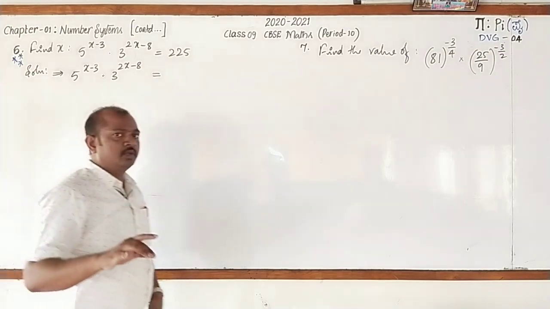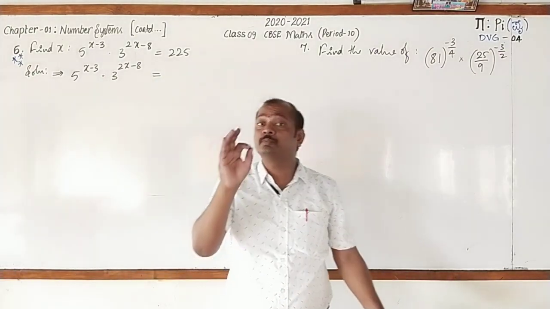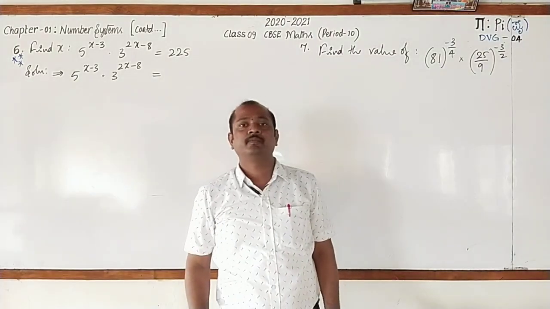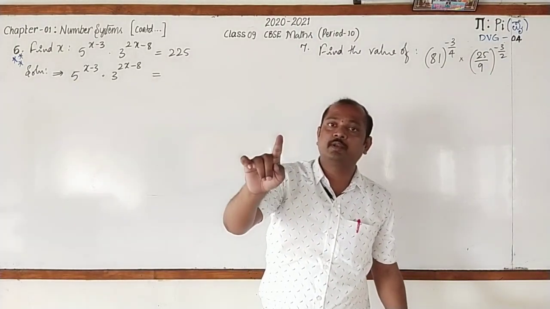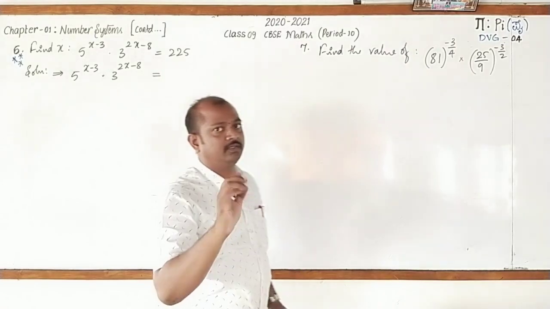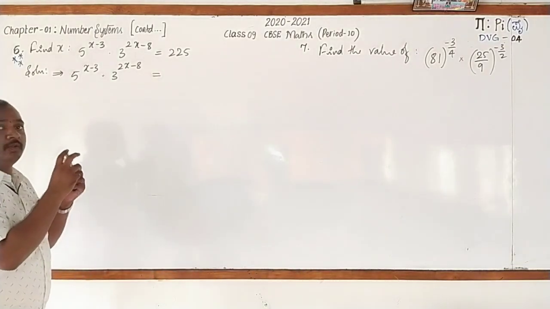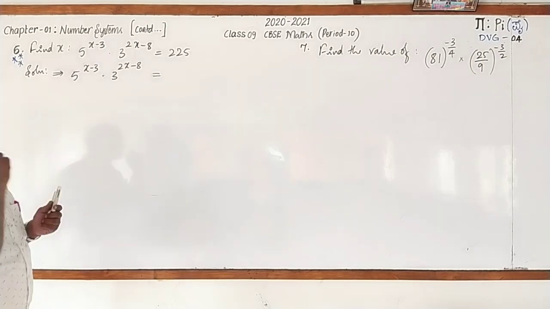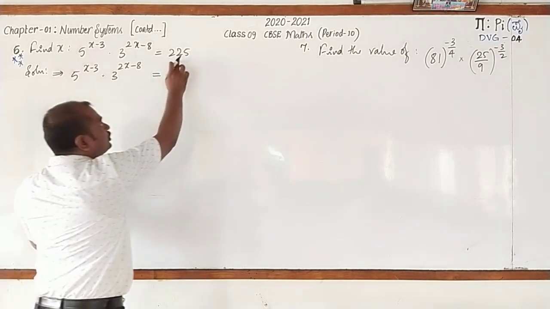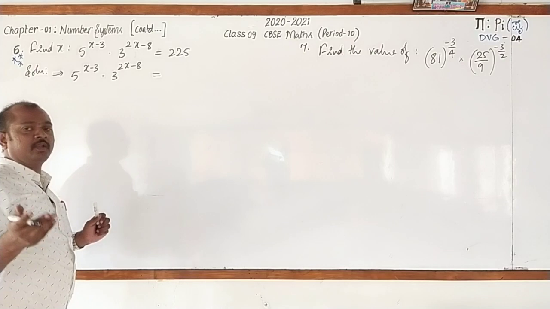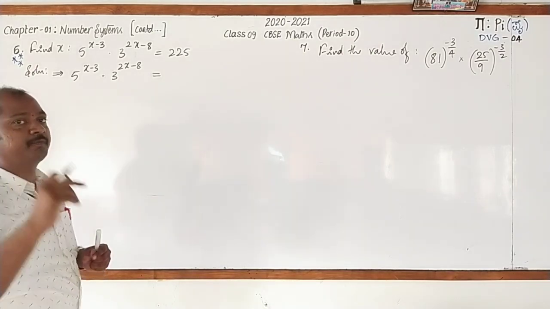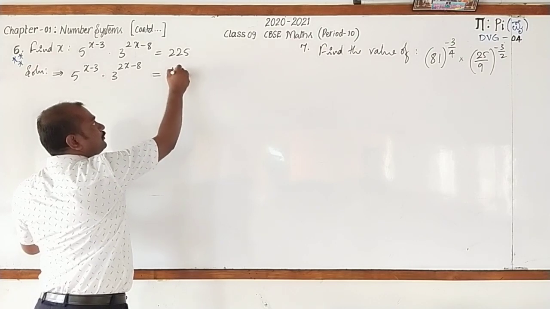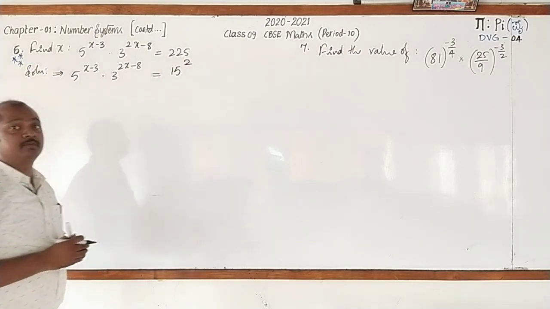Dear students, I have already told you that you should be perfect about the squares of the numbers from 1 to 25 as well as the cubes of the numbers from 1 to 10, right? So that when you observe a number that is a perfect square or perfect cube, you will immediately identify it. Here 225, whether it is a perfect square or perfect cube, it is a perfect square. Then it is the square of which number? It is 15. So you can write this as 15 square.